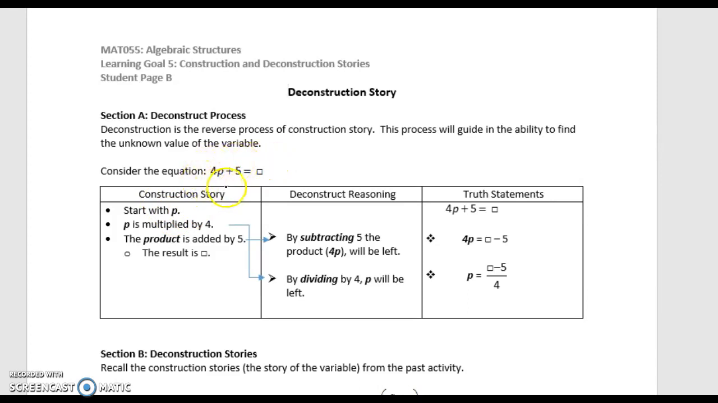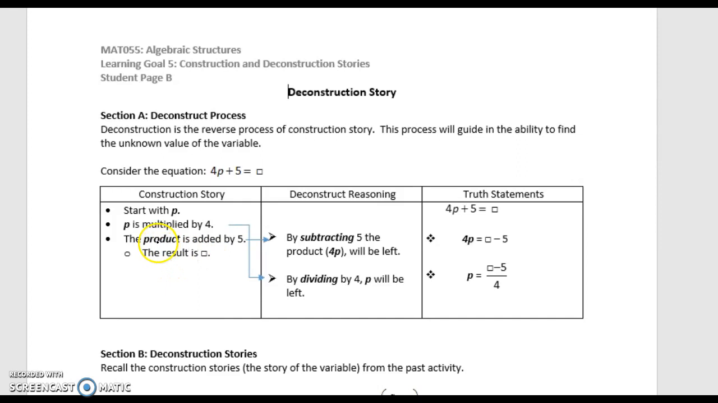If we look at this equation right here, 4p + 5 = some unknown box value, the construction story is: we're going to start with p. P is multiplied by 4. Then this product is added by 5, and we note that the result is just this box. Let's look at this in reverse steps.